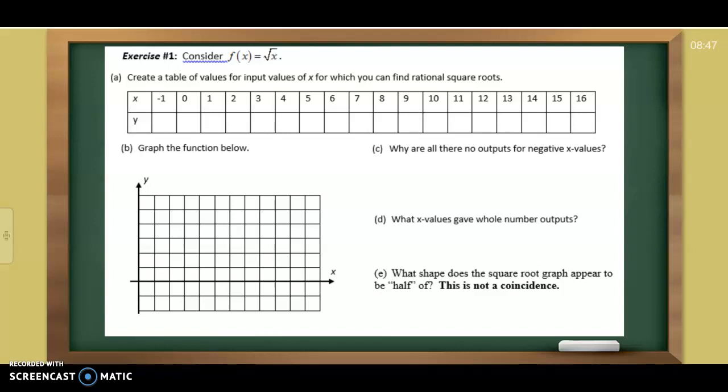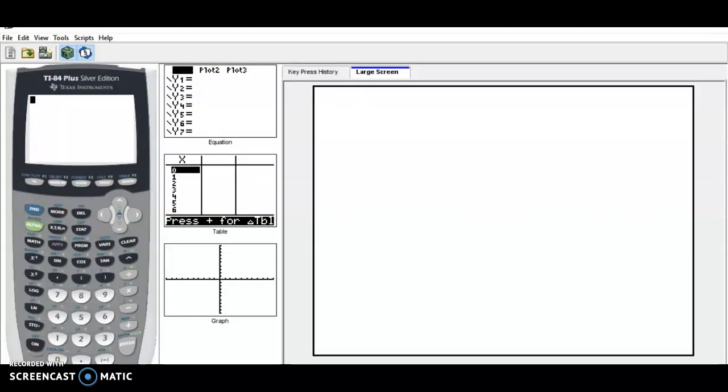The basic square root of x. It doesn't get any more basic than this because we're only doing one thing. We're just trying to find the square root. So we want to create a table of values so we can see all the values from -1 to 16. And again, calculator is going to help us see all that today.